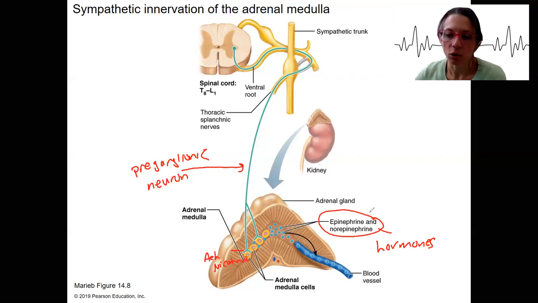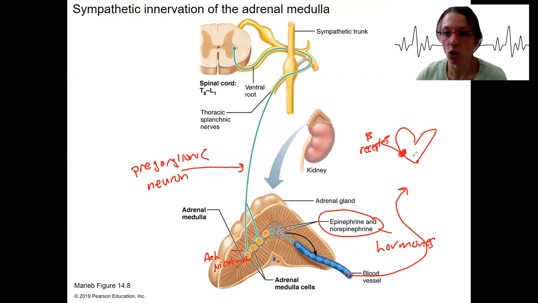Norepinephrine and epinephrine are going to travel throughout the blood vessels, to lots of places in the body, but one place is going to be the heart, where they're going to bind to beta receptors to cause the opening of more funny channels than would have occurred at rest, thereby increasing that steepness of depolarization and causing more rapid heart rate.